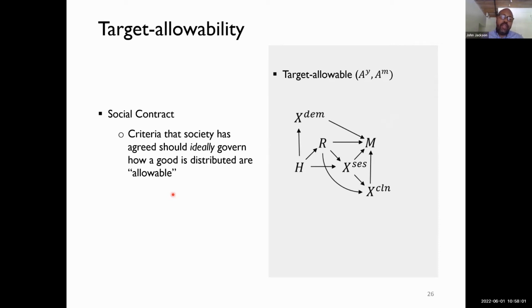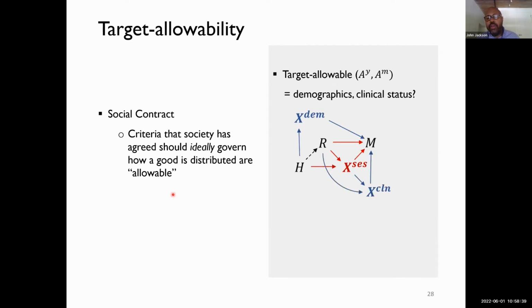based on certain values and norms, right? And so I think of a social contract as something that we could all ideally agree how a good should be distributed. And the criteria that govern how the good should be distributed are things that you would call allowable. So, in the setting of treatment intensification, those decisions could be based on age and sex, because those are clinical modifiers of treatment, clinical prognostic factors. Also, clinical status.